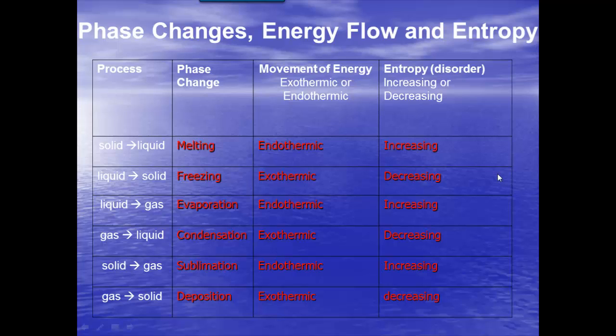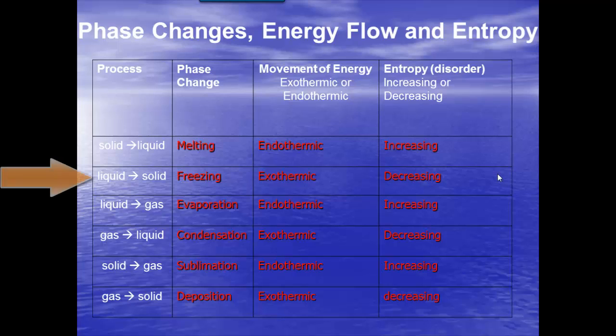Alright, now this slide's got a lot of information on it, but again, it's more review. Let's look at the names of the phase changes from one phase to another. Now I'll just start on the first line. As we go from a solid to a liquid, that's the phase change melting. We know that heat has to be put into the system for melting to occur. Think about ice turning into water. So it's an endothermic process, and the entropy of this system is increasing because we're going from an ordered solid to a less ordered liquid.